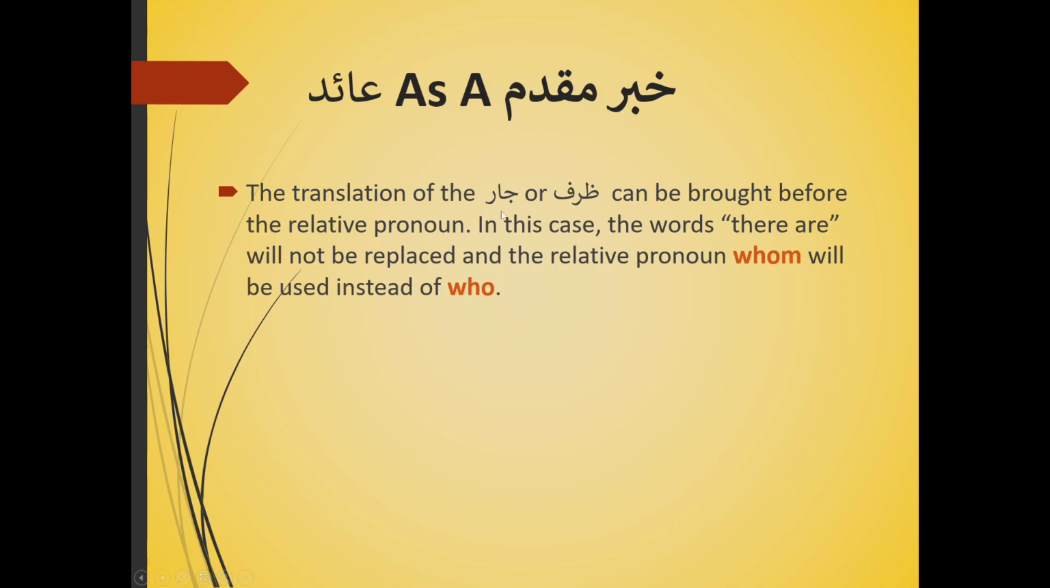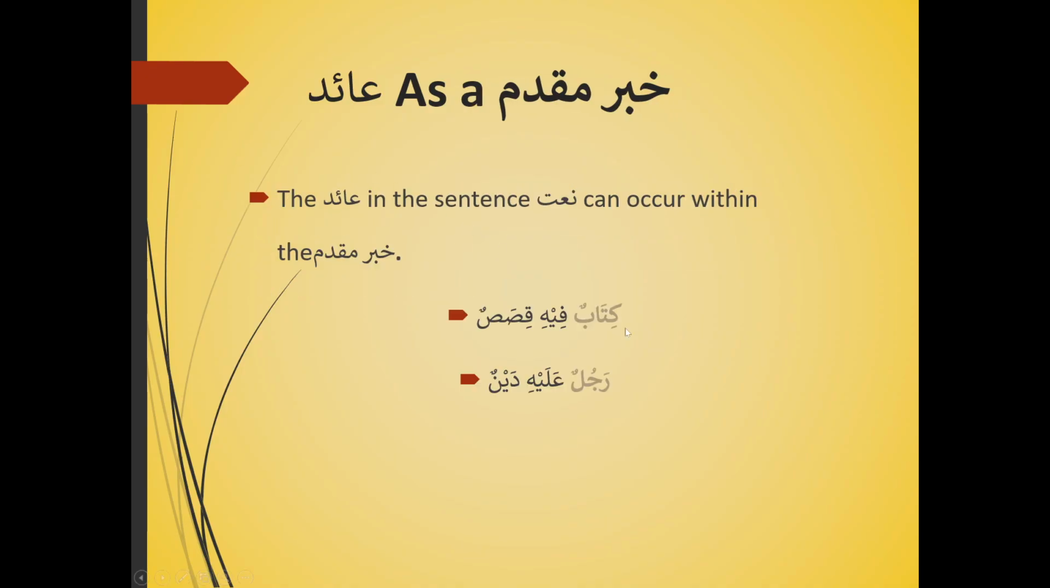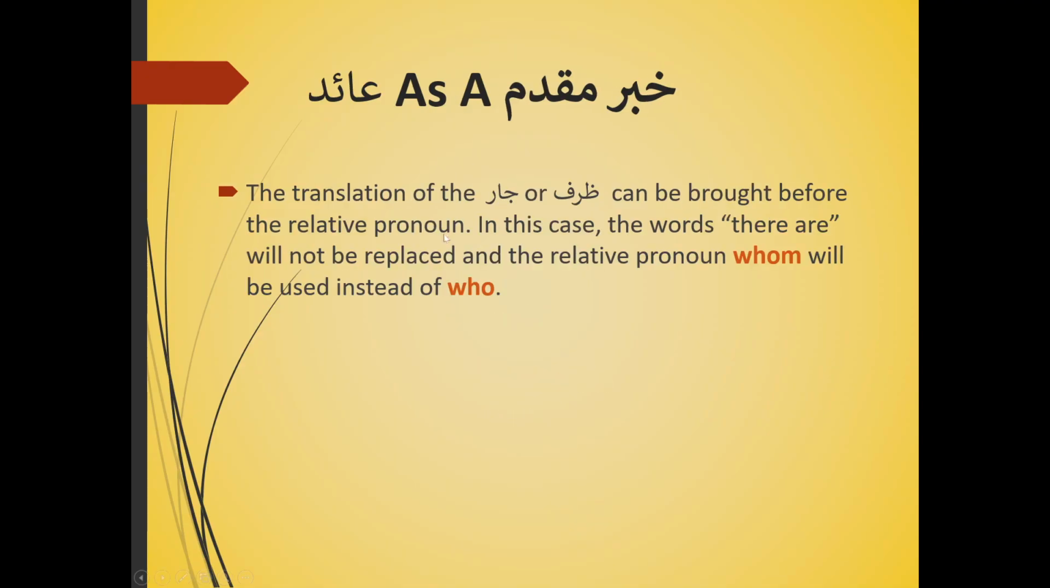Now, the translation of jar or zaf can be brought before the relative pronoun zaf or jar. Oh, I see. The fihi and the on it. Yeah. The fihi and alayhi. In this case, the words there are will not be replaced and the relative pronoun whom and which will be used instead of who.